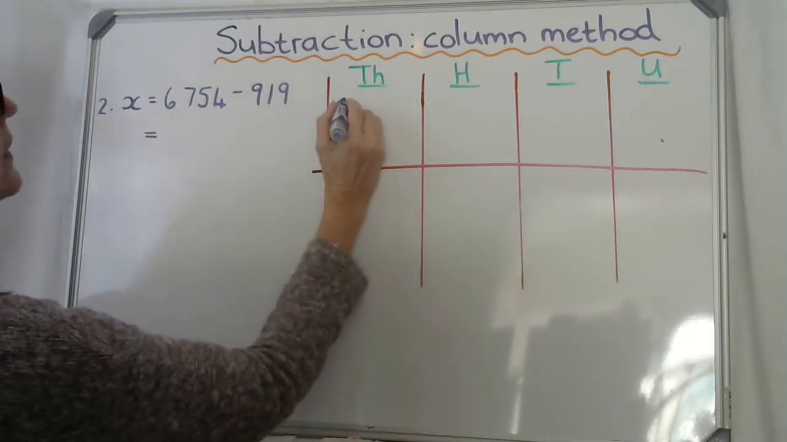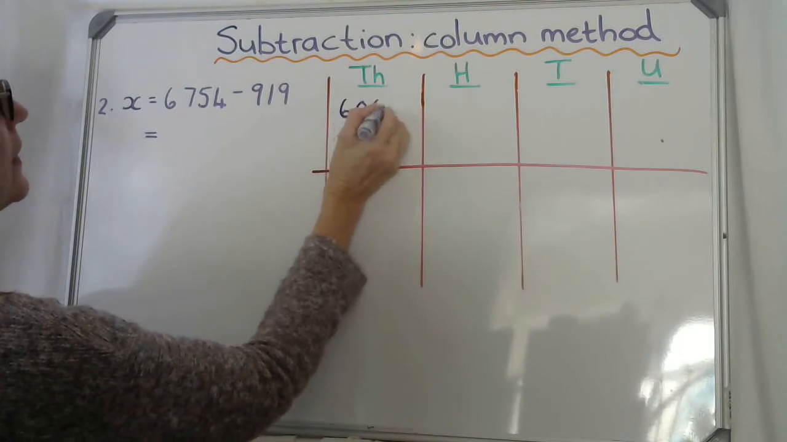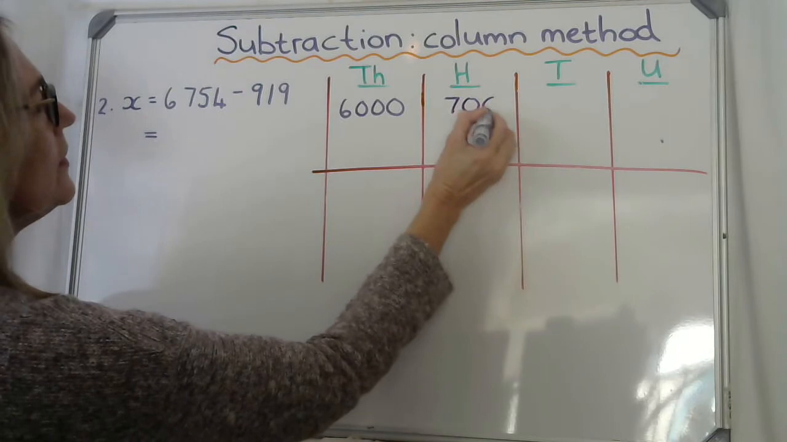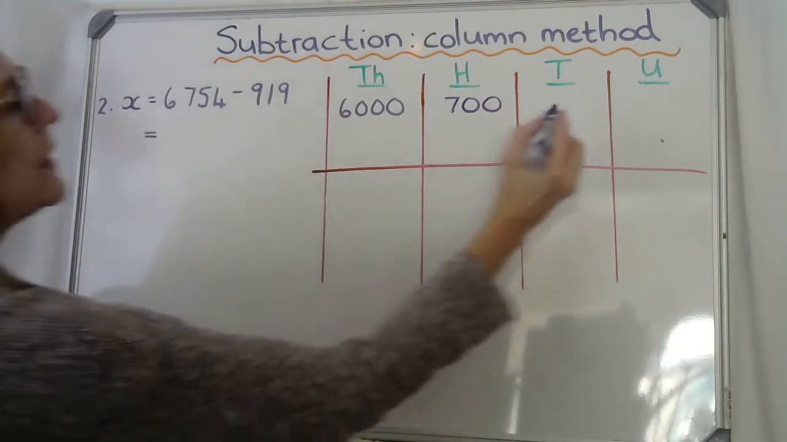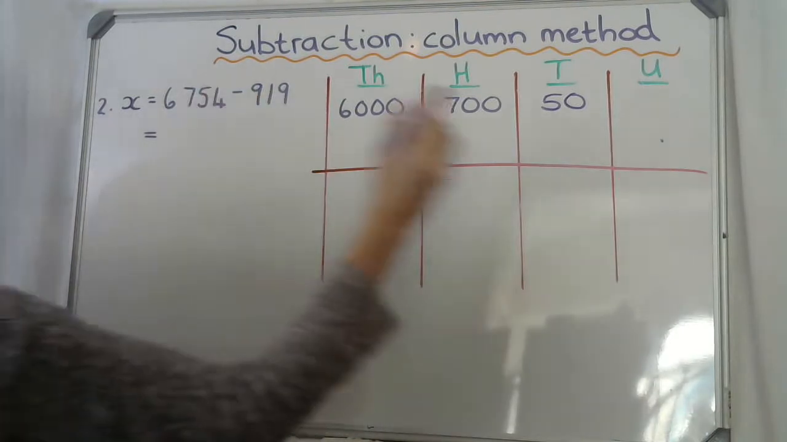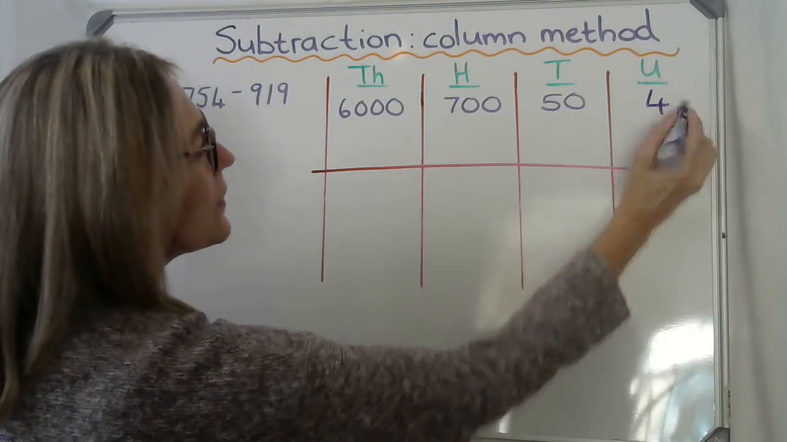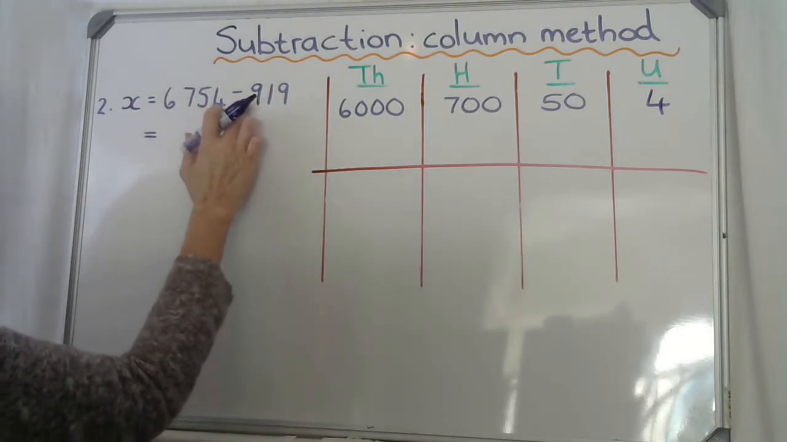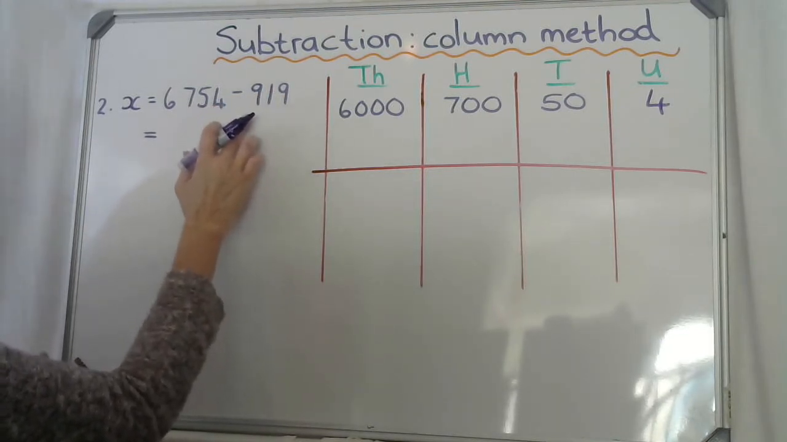6,000 goes in thousands column. 700 goes into the hundreds column. 50 will go into the tens. And 4 will go with the units. Now we look at our second number. Do we have any thousands here?